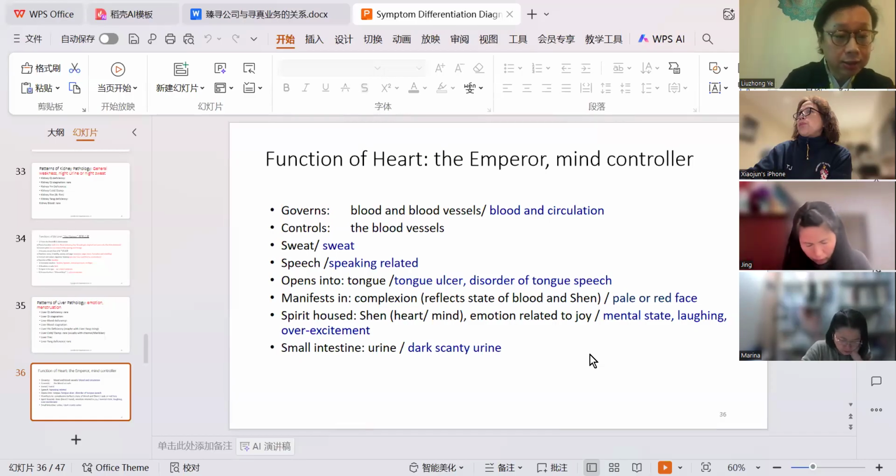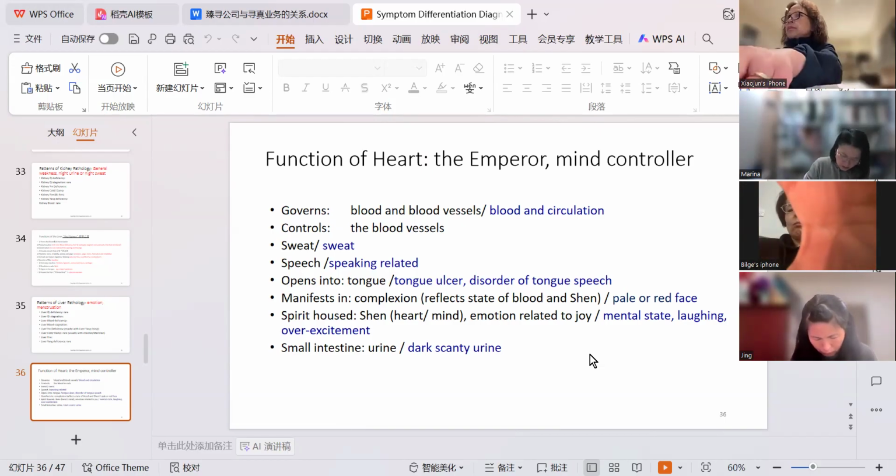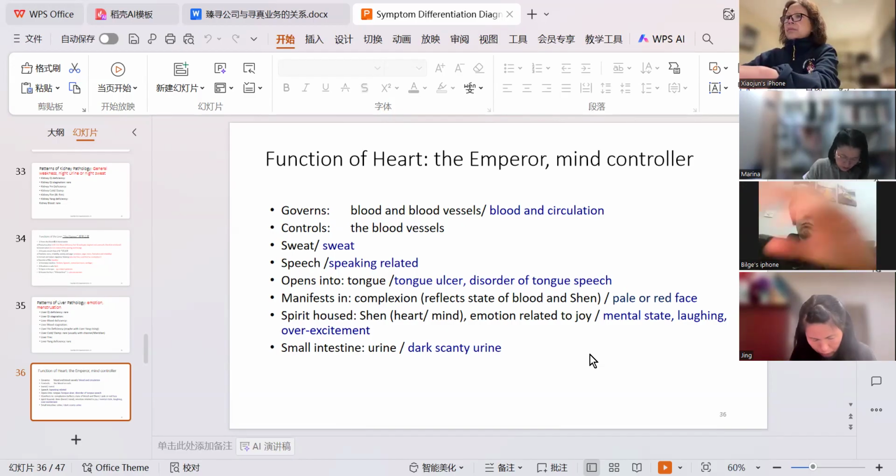And at last is the functional heart, the emperor, mind controller. The heart governs the blood and blood vessels. Therefore, circulation is the key word for that, and it controls the blood vessels. And the body fluid from the heart is the sweat. So, anything related to sweat, you could look into the heart itself.